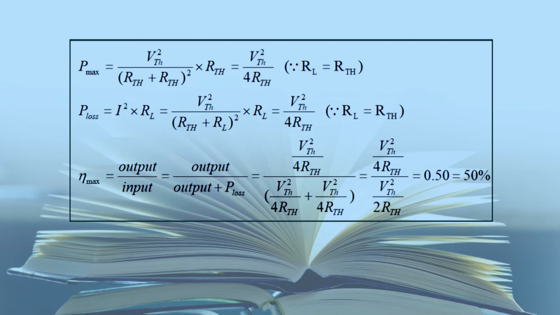Now because we are interested in the efficiency of the maximum power transfer theorem. So efficiency can be explained as the ratio of output upon input. And what is the value of this output? The value of this output is V_TH squared upon 4R_L. And what is the input? Input is V_TH squared upon 4R_L plus losses. And losses are what? V_TH squared upon 4R_L. So after solving this particular expression, it comes to 50%. So the efficiency of the maximum power transfer theorem always comes to 50%.